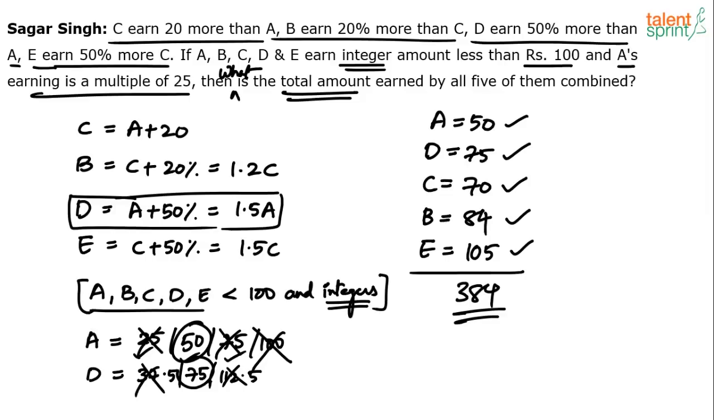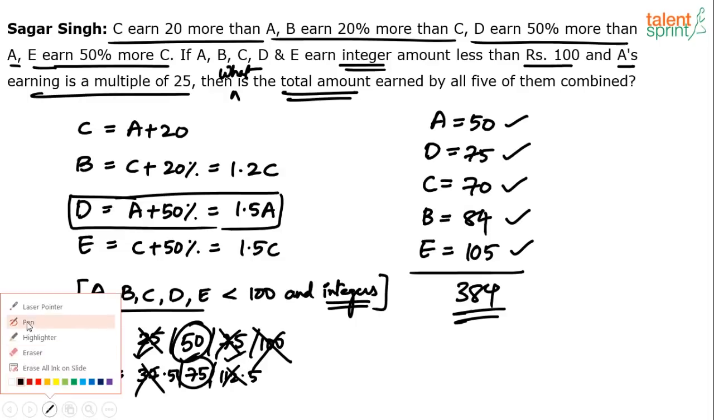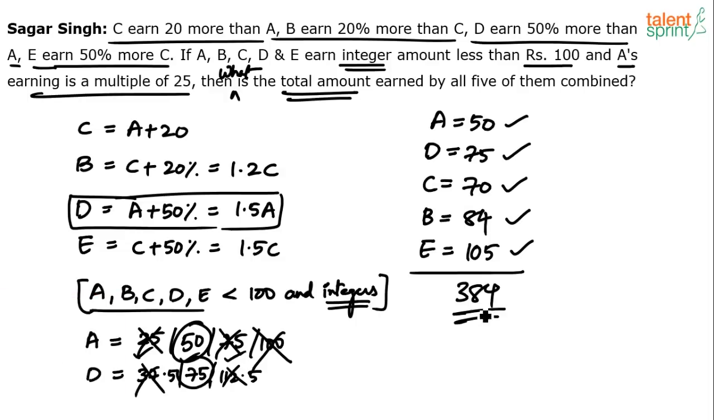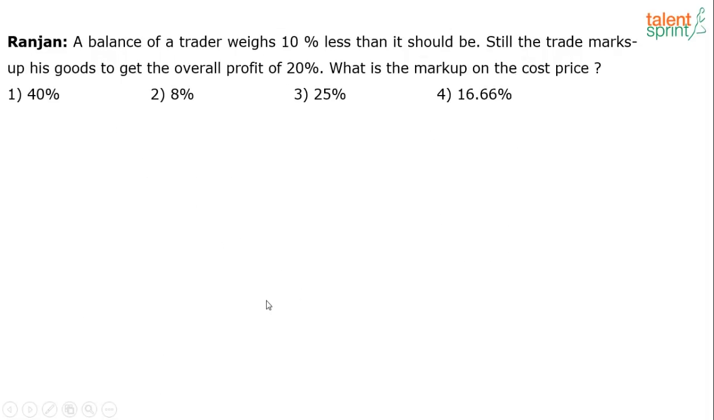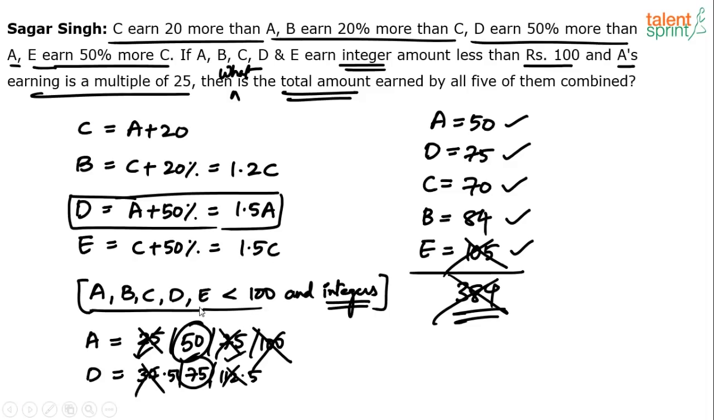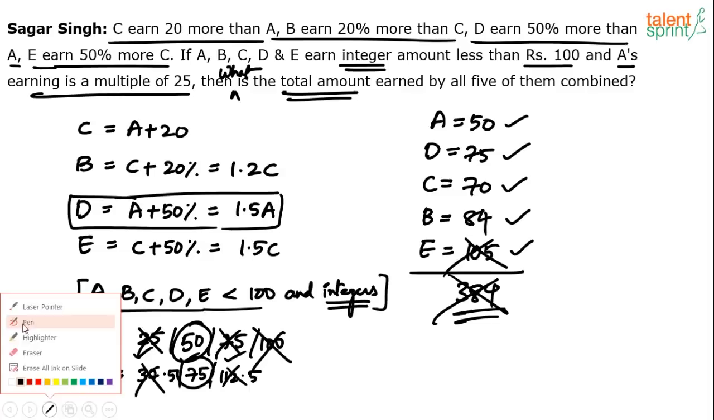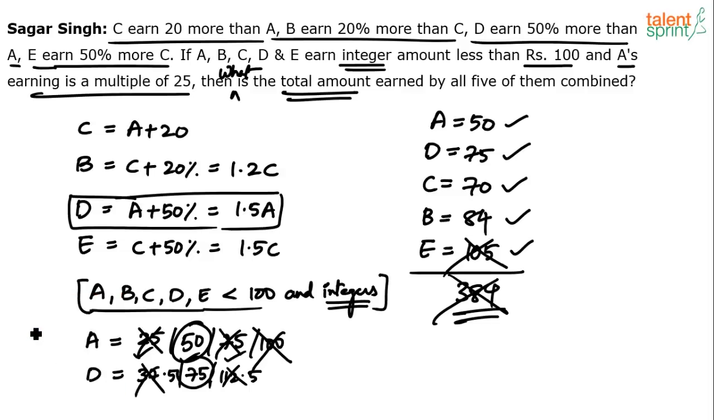Sorry. Look at this. There's one condition that we have missed. While all these values are integers, E is coming out to be, yeah, there's some problem with the solution. It can't be 384. Why can't it be 384? Because E cannot be 105. All of them have to be less than 100, right? Remember this condition? So sorry about this. E should be less than 100.